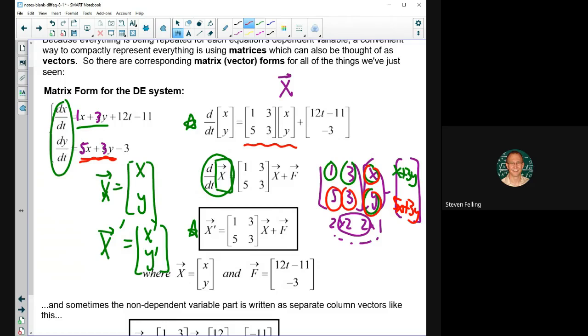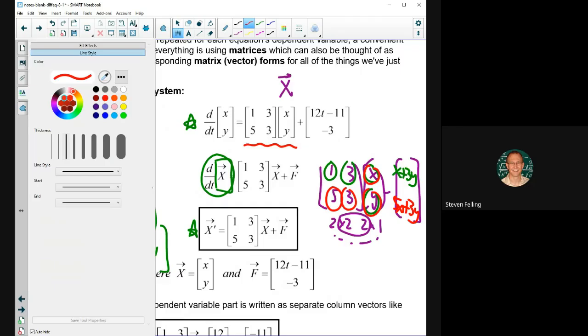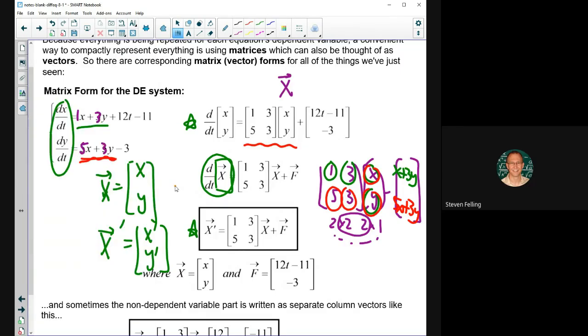Okay? And then what do we do about this stuff out here? Let me use a different color. I'll pick orange. Okay. What do we do about this stuff out here? Well, we just tack another matrix on there that has plus 12t minus 11 as its top element, and as the second row element, it's negative 3. Right?